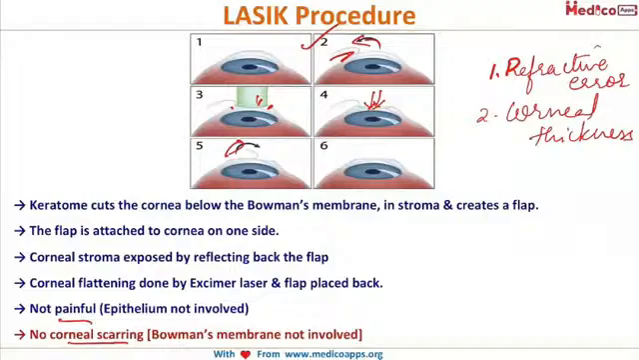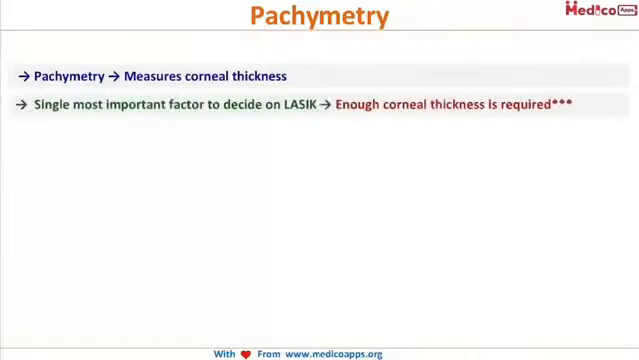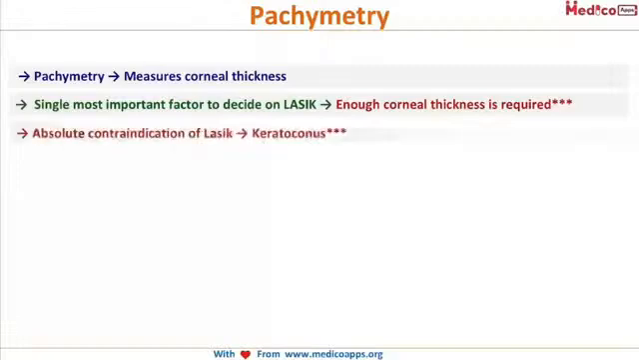Now that we have spoken about corneal thickness, we have to mention this procedure called pachymetry, which allows us to measure the corneal thickness. Pachy means thickness, so we measure the corneal thickness with pachymetry. It is the single most important factor which decides how much you are going to ablate in LASIK. So there is a stipulated amount of thickness that is required so that you can call a patient eligible for LASIK surgery. However, an absolute contraindication for LASIK surgery is keratoconus. Please remember this, it can be asked. An absolute contraindication, straight away you reject it.